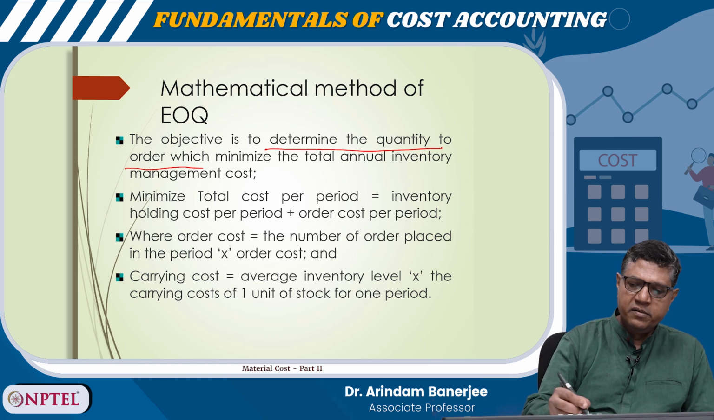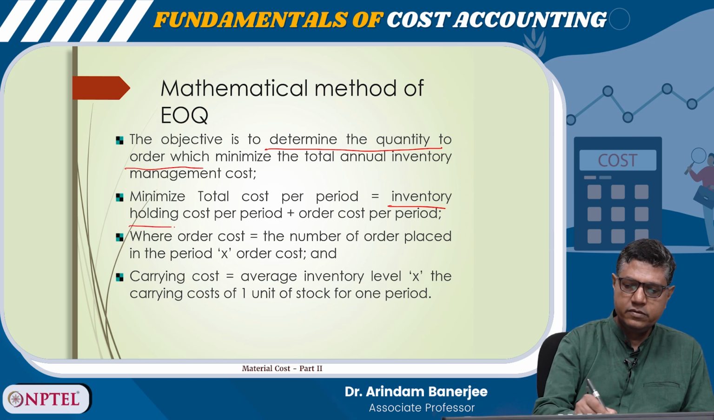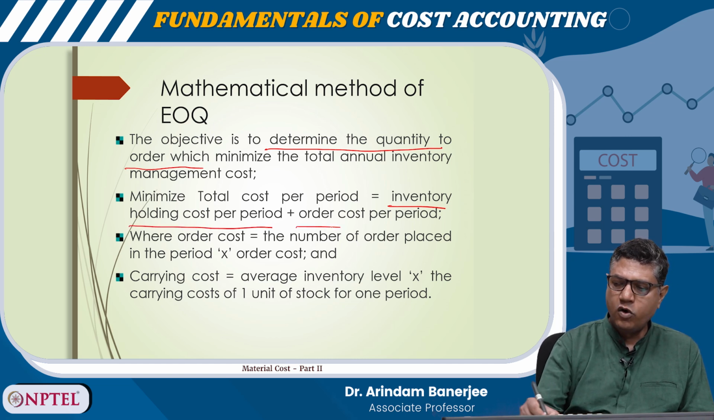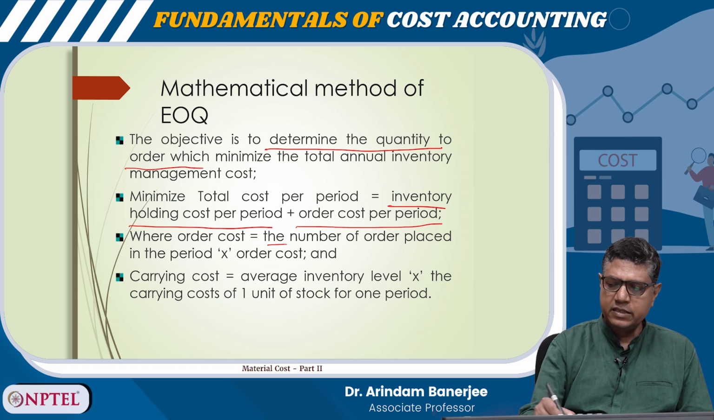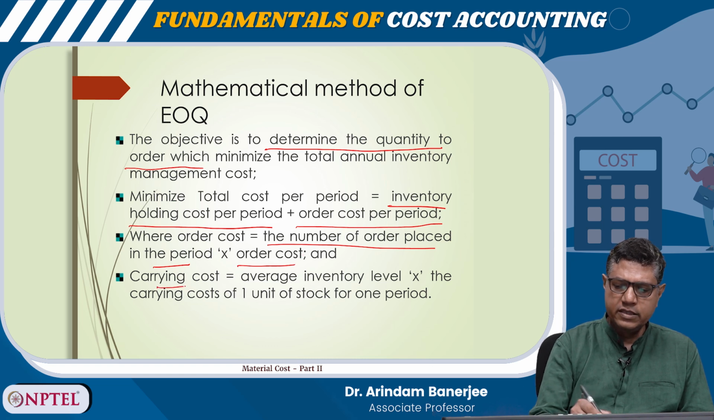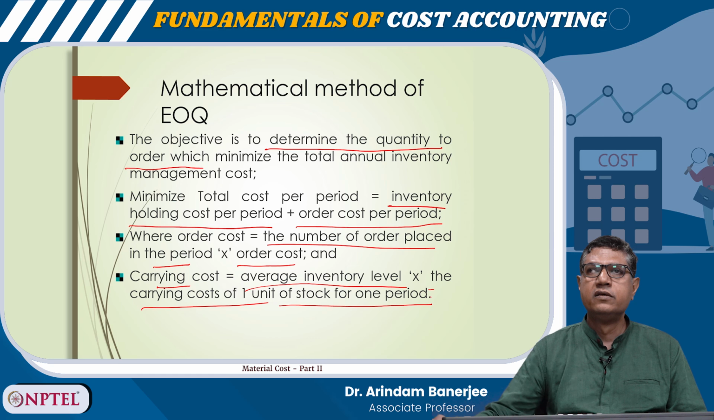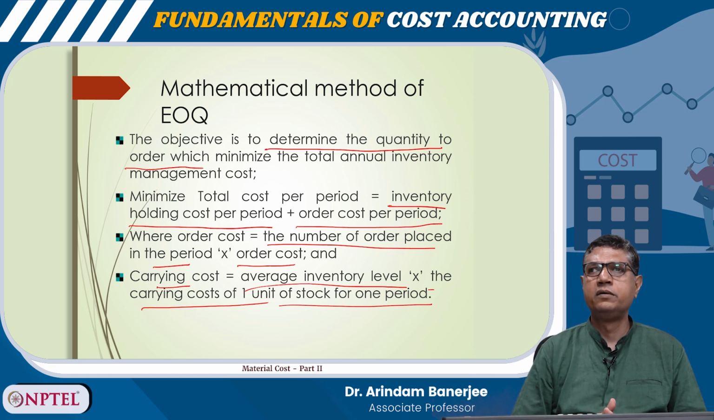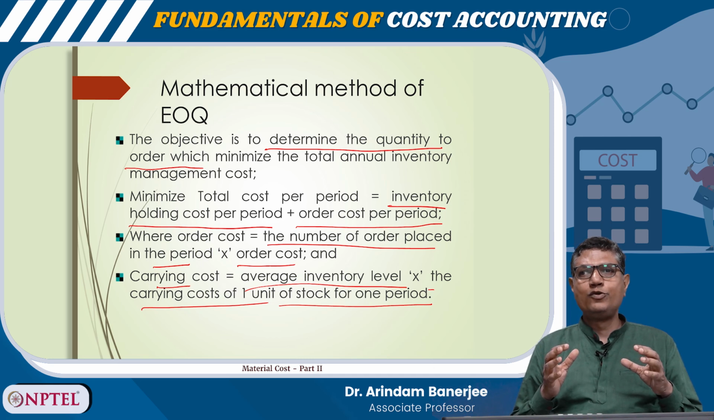So, it is equal to inventory holding cost per period plus order cost per period, where the order cost equals the number of orders placed in the period into the order cost, and carrying cost is average inventory level into the carrying cost of a unit of stock for one period. So, these are the two costs. In EOQ, we are trying to minimize this cost.